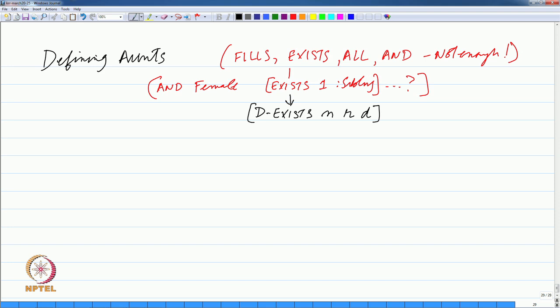Or we could try to extend fills essentially. As of now fills says fills role constant, we could call it D fills, role from a class D. So, instead of saying that an individual is related to this concept, we are saying that a class is related to a concept. So, then of course, you could say fills sibling parent and then we are done essentially, but these are not in the given language that we are working with.